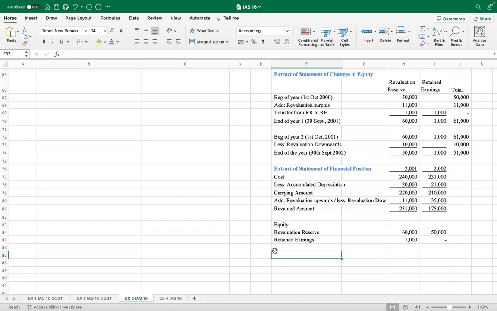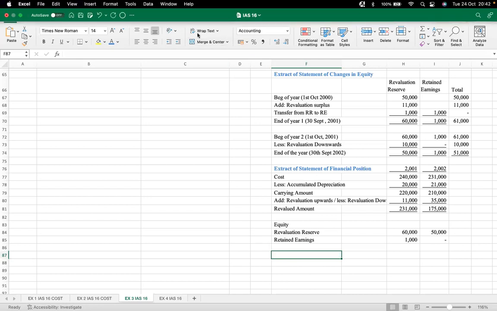Step 3, compare recoverable amount to carrying amount. If recoverable amount is more than carrying amount, revaluation surplus. If carrying amount is more than recoverable amount, revaluation downwards. And that brings us to the end of the standard.